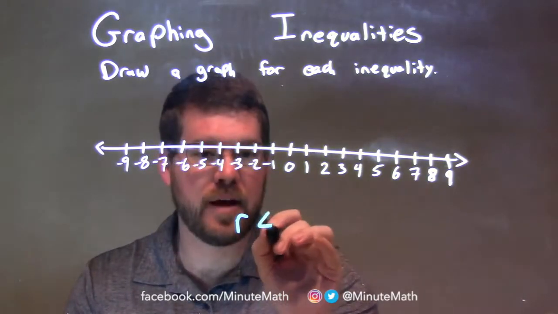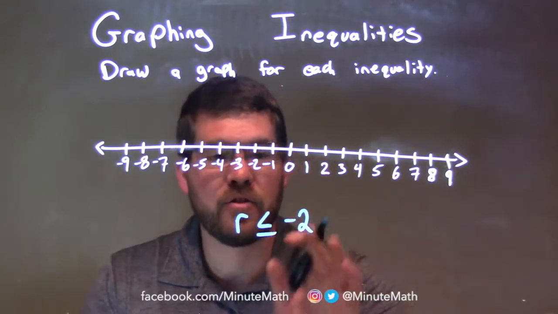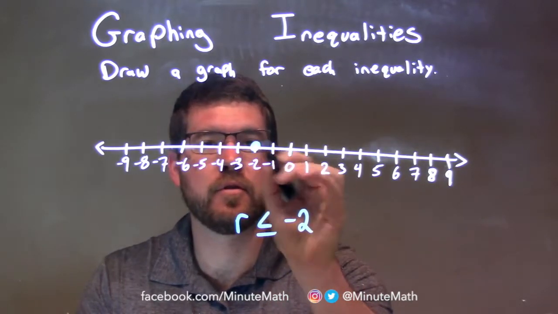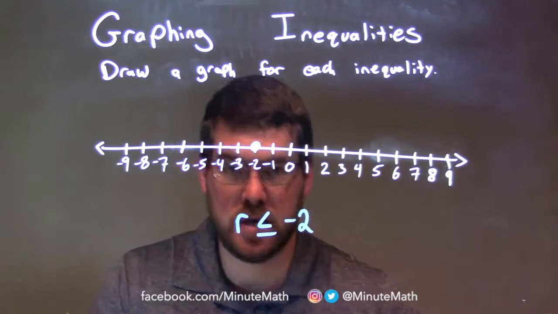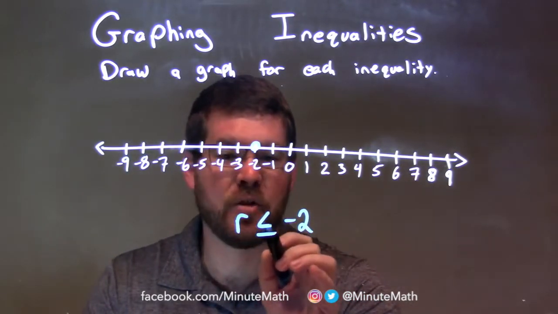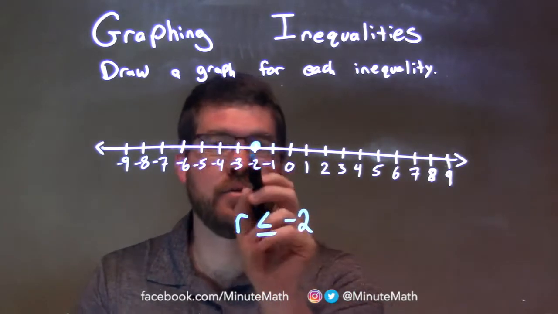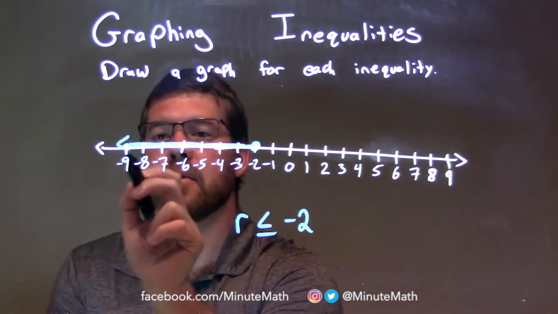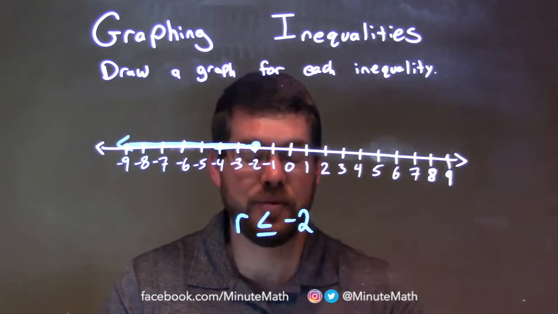R is less than or equal to negative 2. Okay? So again, I'm going to start here at negative 2. Negative 2 is right there, and we have a closed circle at negative 2. Why do we have a closed circle at negative 2? Well, R is equal to negative 2. So since R is equal to negative 2, closed circle. Next thing, R is also less than negative 2. So it's less than and equal to. So since it's less than negative 2, we shade to the left. Right here. We shade to the left. A little arrow there showing all those values to the left. That's where R can be because it's less than negative 2. And that's it.